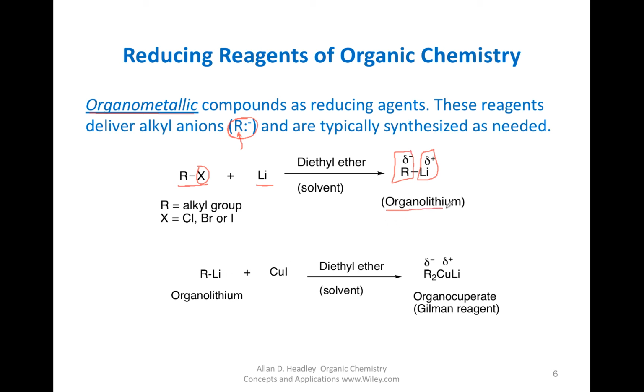This is called an organolithium, as you can see here. Another type of organometallic is the organocuprate. Gilman discovered this reaction, so it's known as the Gilman reagent. You take your RLi that you made here and react it with copper iodide in the presence of a solvent, and you get R2CuLi. The main thing here is that the R is partially negative and the CuLi is partially positive.